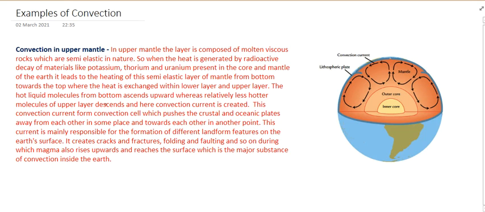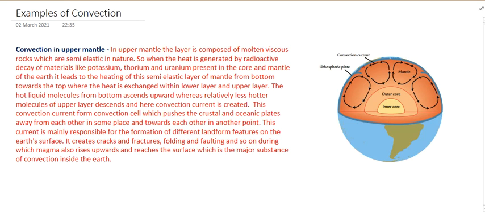The hot liquid molecules from the bottom ascend upward, whereas relatively less hot molecules of the upper layer descend, and here a convection current is created. This convection current leads to the formation of convection cells, which push the crustal and oceanic plates away from each other in some places and towards each other in another. This current is mainly responsible for the formation of different landform features on the Earth's surface. It creates cracks and fractures, folding and faulting, and so on, during which magma also rises upward and reaches the surface, which is the major evidence of convection inside the Earth.